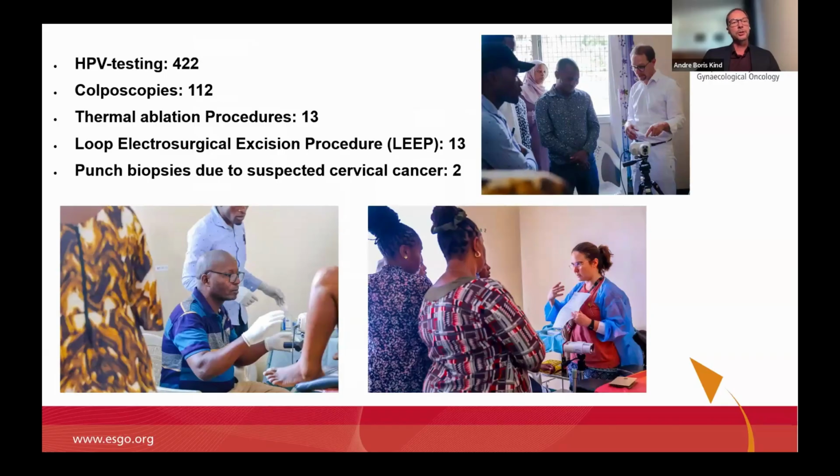So of the 422 HPV testings we did 112 colposcopies. So now these are the colposcopies the course participants do themselves on the ground in small groups under supervision. Then we have done 13 thermal ablation, 13 LEEP, and 2 patients were diagnosed with cervical cancer.